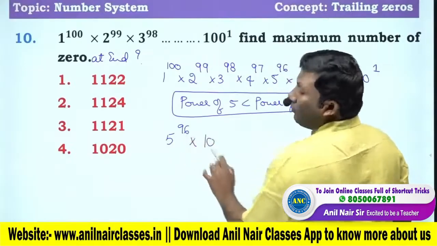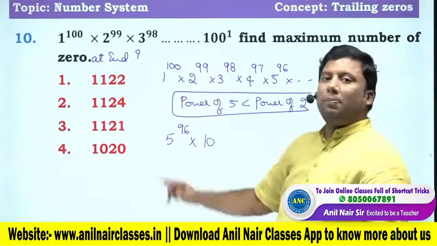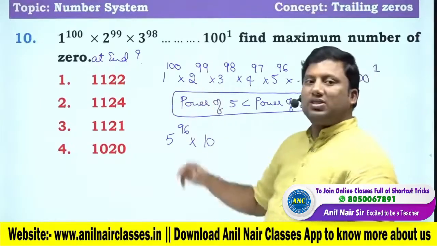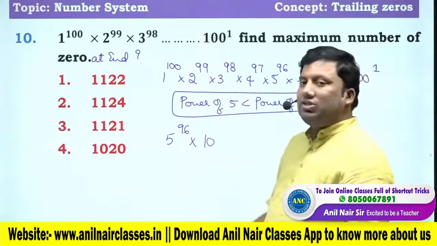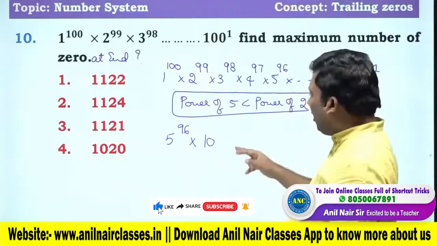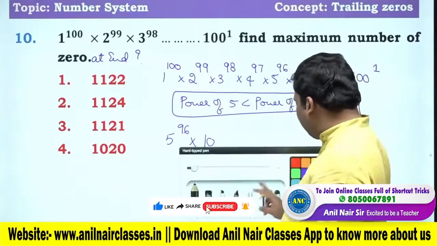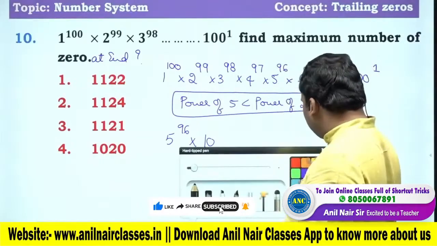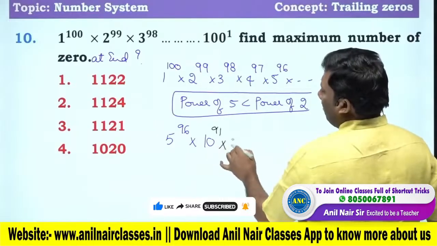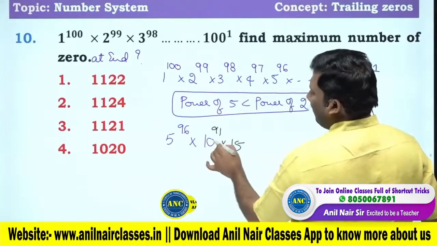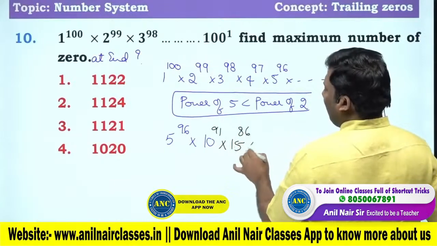Next it is 10. This sum is 101. 1 plus 100, 101. 2 plus 99, 101. 98 plus 3, 101. So 10, this will be 10 power 91. Next it will be 15. Here there is 5 increase. Here there is 5 decrease.